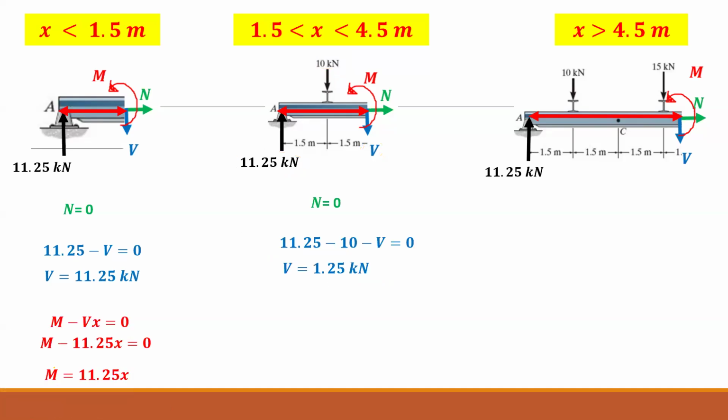If you take the moment about A, how can you write the moment about A? So this is A. You are taking the moment M as counterclockwise positive. Then you have minus V times x, and minus 10 times 1.5 equals 0. Is this right, guys?